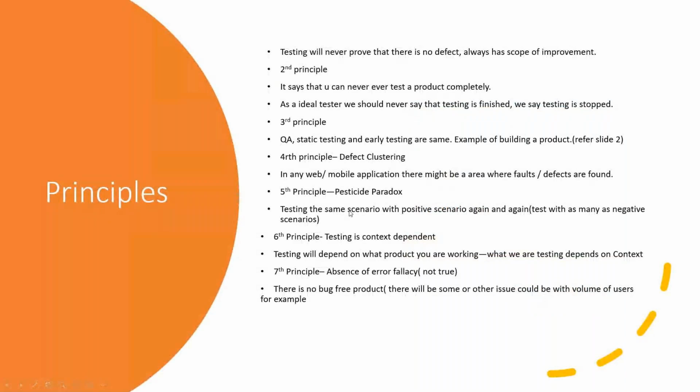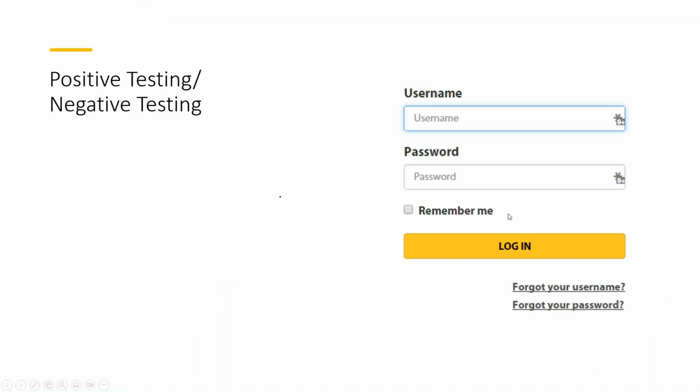And the fifth principle is pesticide paradox. Pesticide paradox means testing the same positive scenario again and again will not help you. Here in this login page, you enter the username, enter the password, and log in. If this is the only thing you keep on testing, that is not helpful. You have to do all the scenarios where it might throw you an error, and you should be capable enough to find out that error.